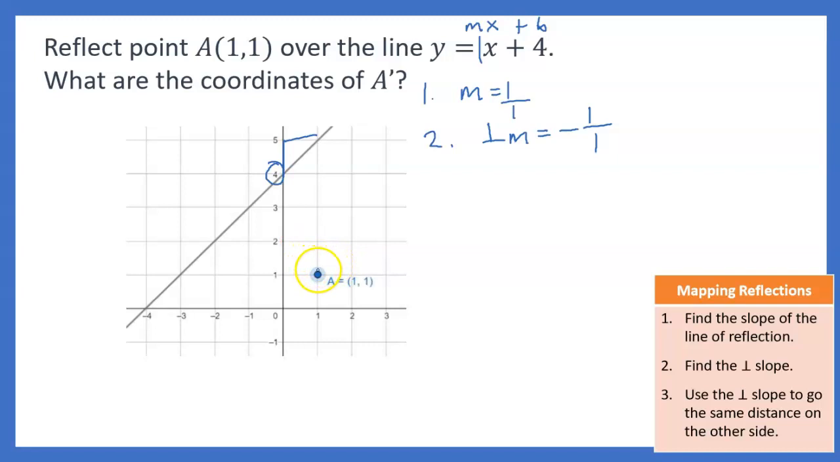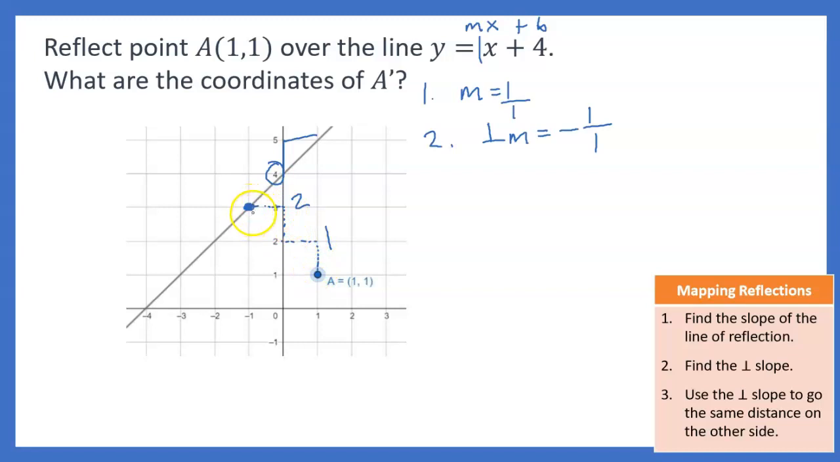So let's go that direction. Let's go up 1 and left 1, because that's going toward the line of reflection. Up 1 and left 1. And you can see right there is where we meet the line of reflection. That means we did 2 full slope steps. 1 full slope step, 2 full slope steps.